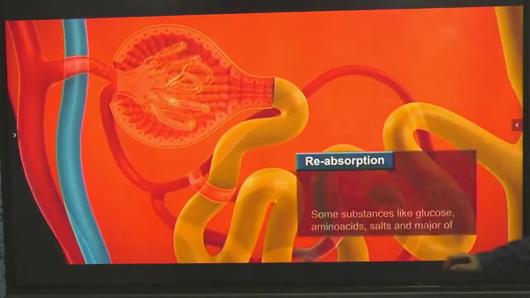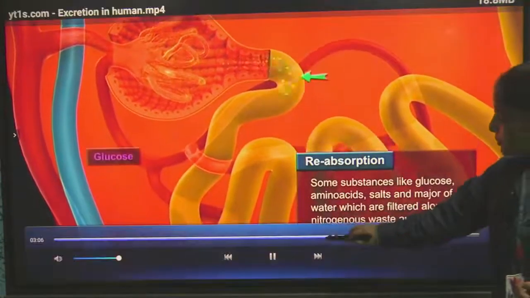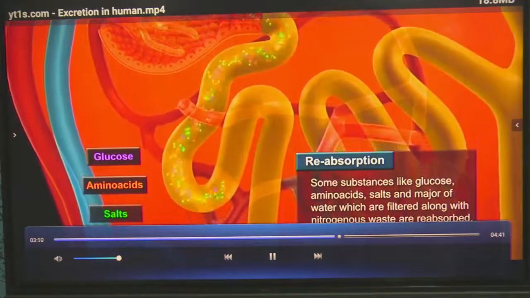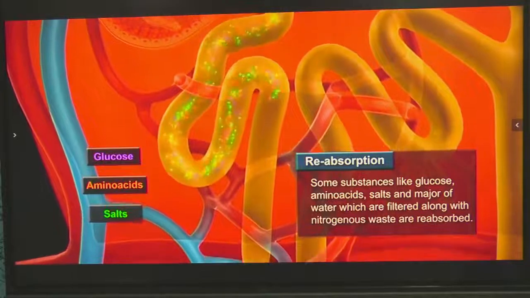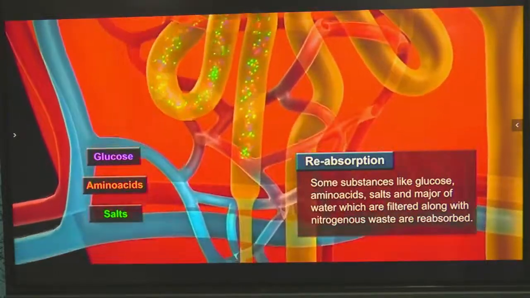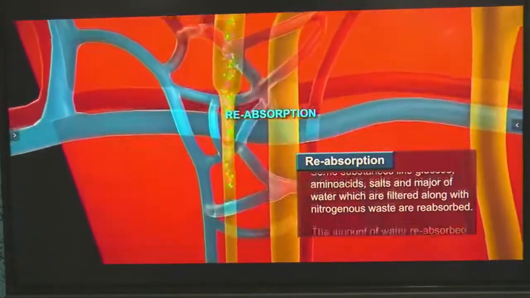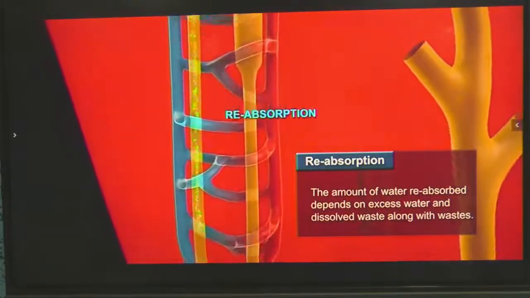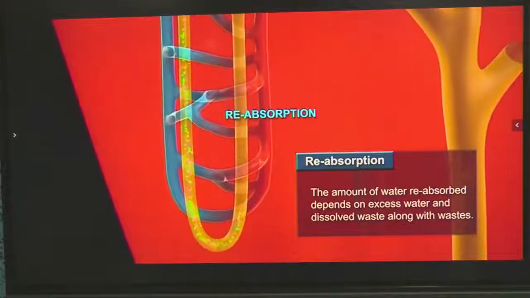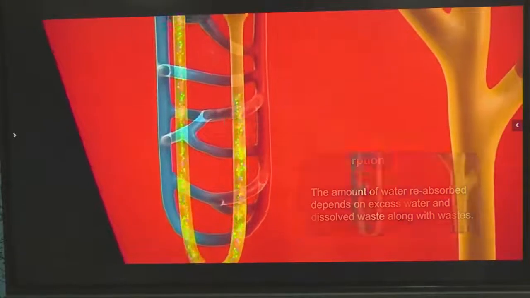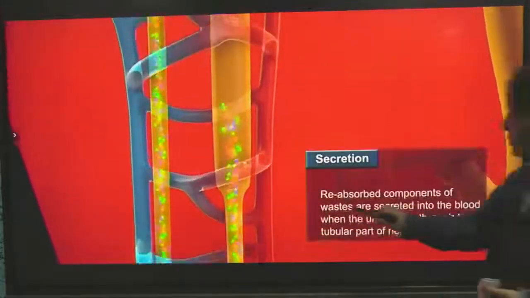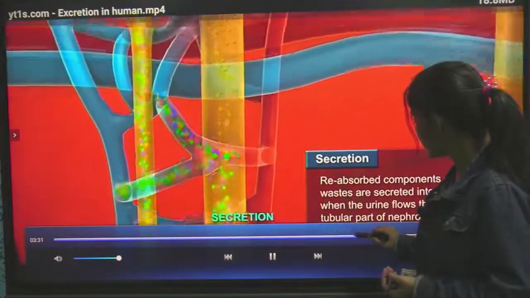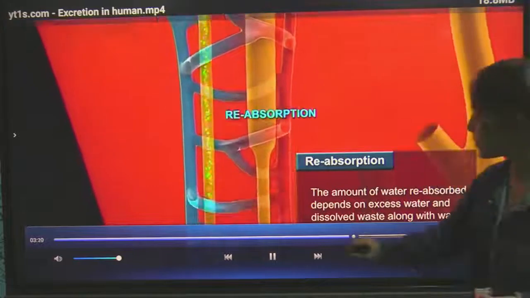Reabsorption. Some substances like glucose, amino acids, salts and major water, which are filtered along with nitrogenous waste, are reabsorbed. The amount of water reabsorbed depends on excess water and dissolved waste along with wastes. Secretion. Wastes are secreted into the blood depending on excess.